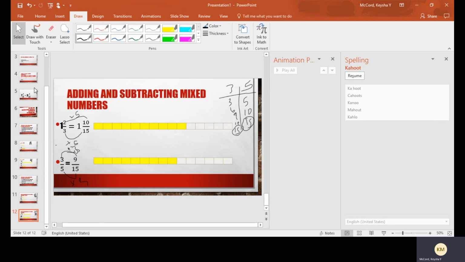So now we can subtract. 10/15 minus 9/15 is going to be equal to 1/15. And 1 minus 0 is 1. So I have 1 and 1/15. Woo! That is how you add and subtract mixed numbers.